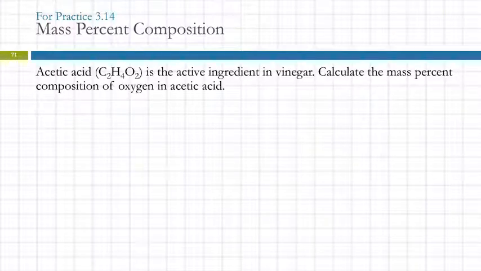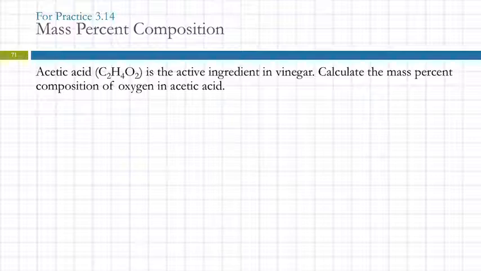Okay, let's do an example. Acetic acid is the active ingredient in vinegar. Calculate the mass percent composition of oxygen in acetic acid. There's no numbers in this problem. So we can't write down numbers.